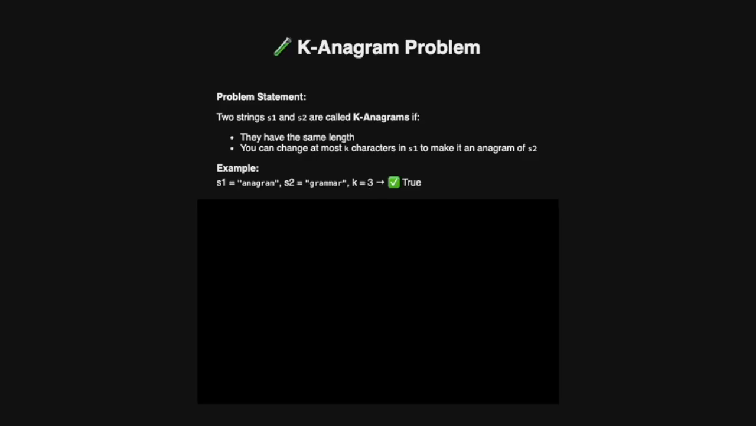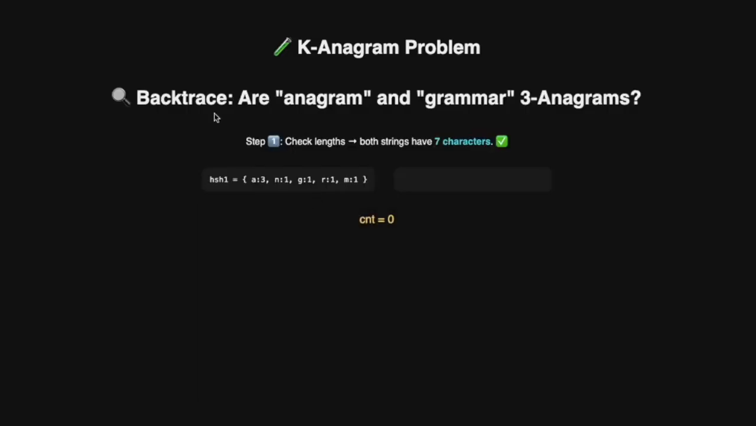Okay, so now to solve this question, let's take this example itself. We are given two strings, anagram and grammar, and the value of K is 3, and that's why we are calling them 3-anagrams. So first of all, we will check the length of both of these strings. Since the length of both is 7, they are equal, so we are good, and we will proceed to the next step.